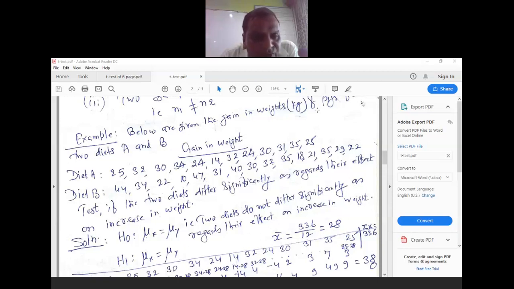You have to test if the two diets differ significantly as regards their effect on increase in weight. So you have to frame H naught, that is mu x is equal to mu y. That is, two diets do not differ significantly as regards their effect on increase in weight. Remember, you have to frame H naught according to the question. So your question is: test if the two diets differ significantly as regards their effect on increase in weight.